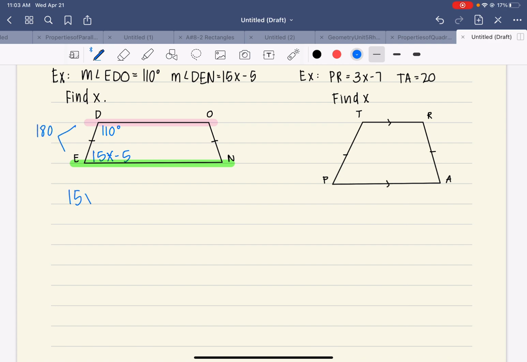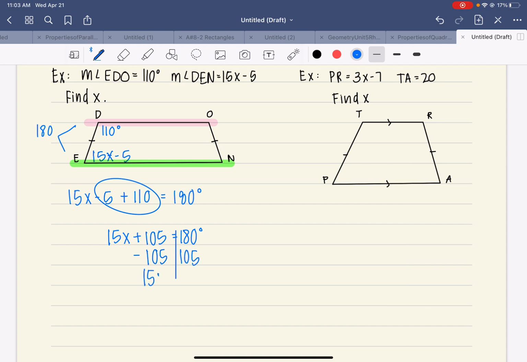So 15x minus 5 plus 110 will equal 180. Combine these, so I'm left with 15x plus 105 equals 180. Subtract 105. I'm left with 15x equals 75. Divide by 15. And x equals 5.